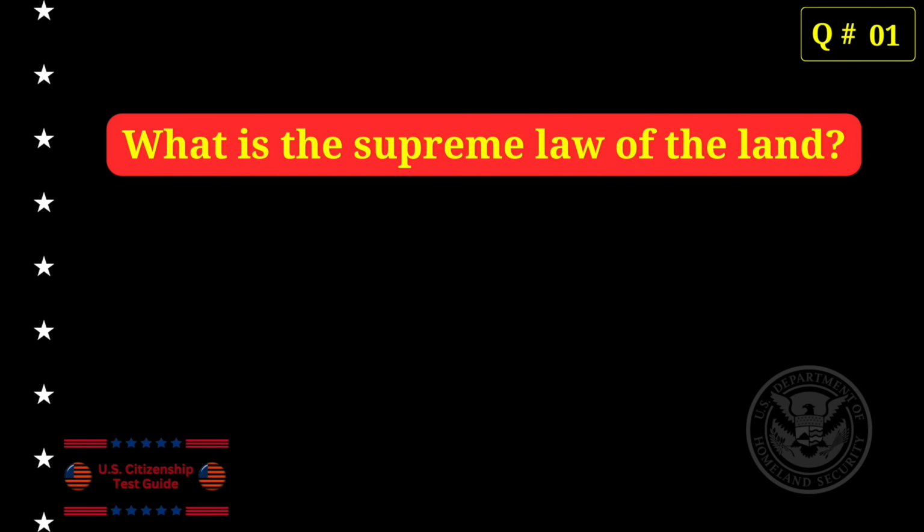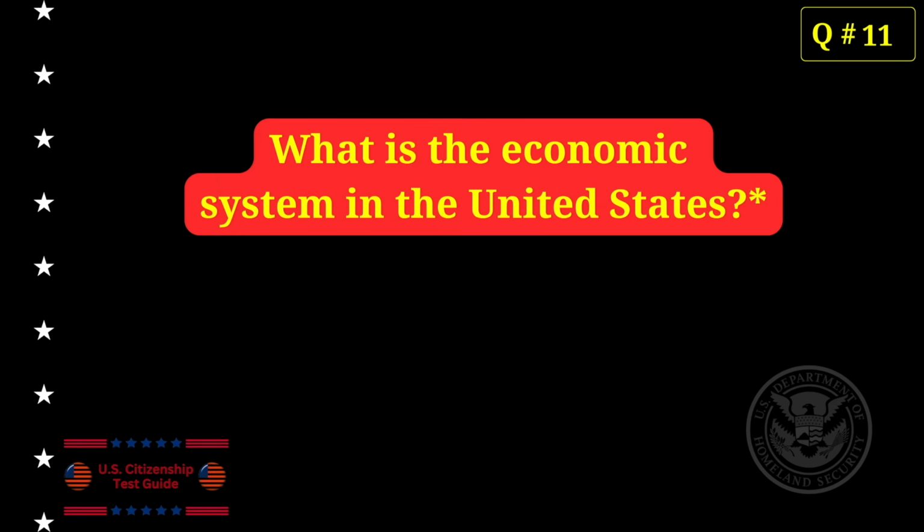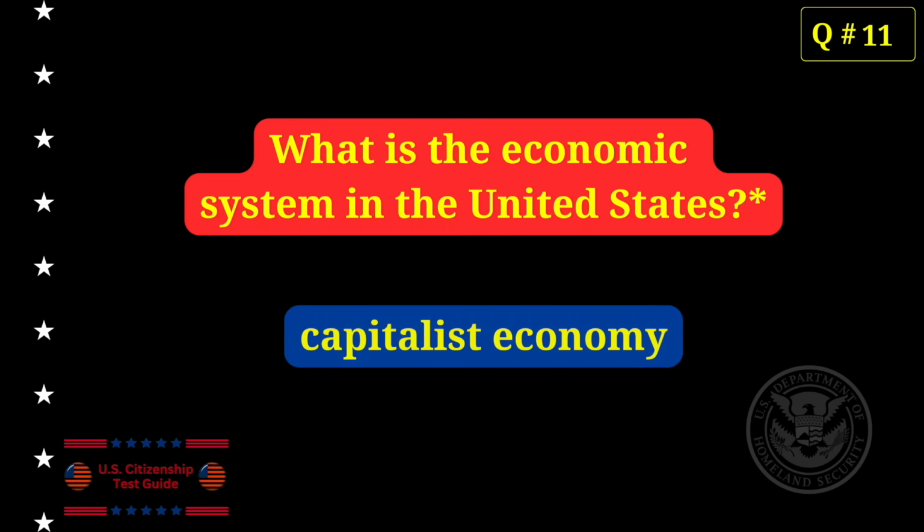What is the supreme law of the land? The Constitution. What is the economic system in the United States? Capitalist economy.